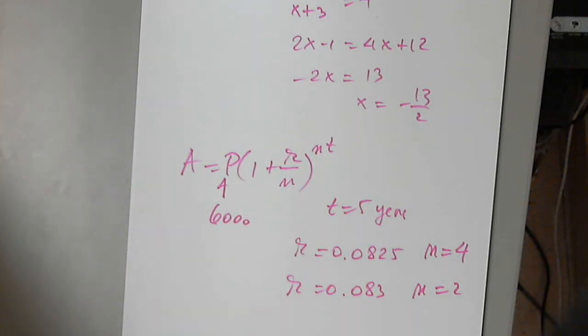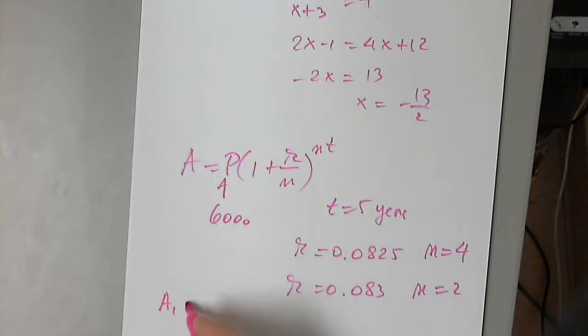I have no idea what this gives, so I have to use the calculator. So I have 6,000 in parentheses 1 plus 0.0825, and this one is divided by 4. And the power is 4 times 5, which is 20. So this is 9,025 for the first one. 9025.58.